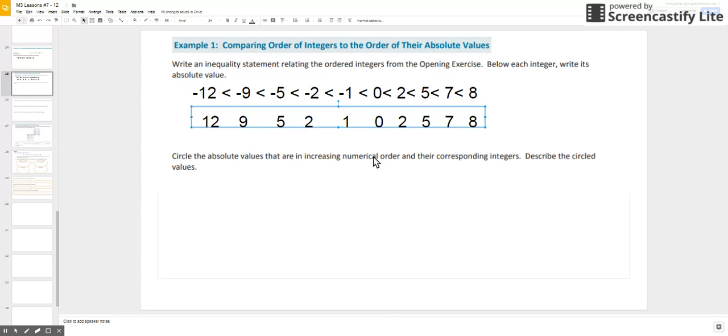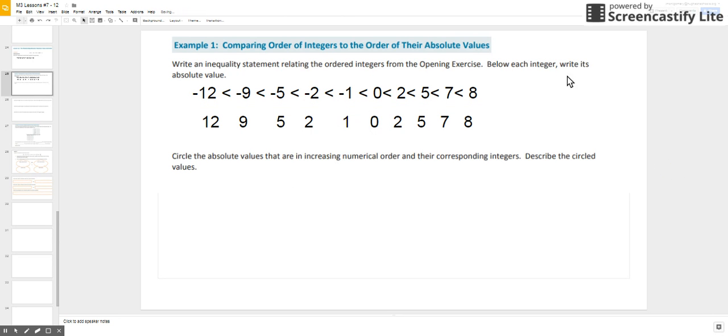All right, so there we go. We did exactly what they told us to do. We wrote an inequality statement of those integers, and then we took their absolute values below. The next step says circle the absolute values that are increasing in numerical order and their corresponding integers. So we have to look at the absolute values. Which ones are increasing numerically? From 12 to 9, 9 to 5, 5 to 2, this is decreasing. These are getting smaller and smaller. And then after 0, they become increasing. They start to go up in value.